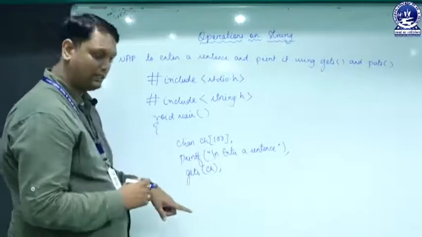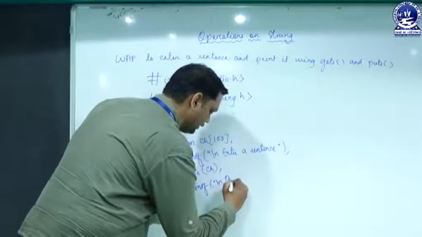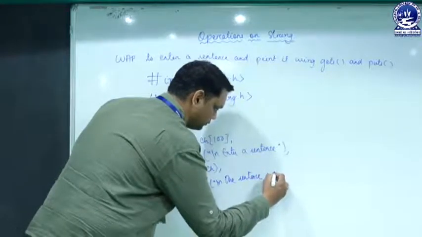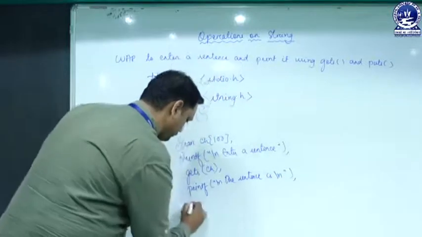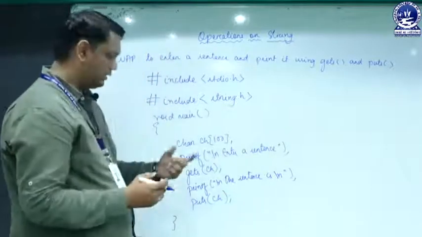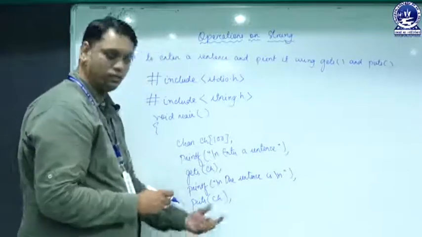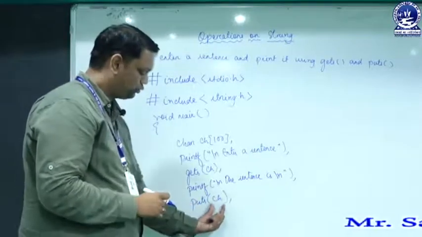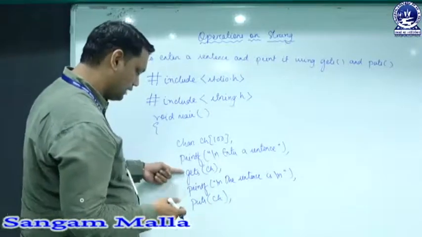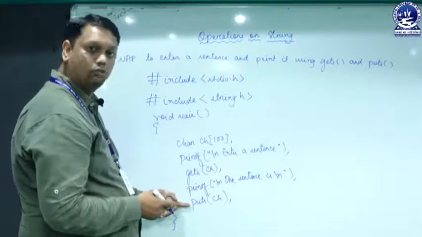Now I have to print that sentence. So let's say I will write printf, the sentence is, puts ch. You can see that instead of using the printf function again, I have simply written puts ch. The puts ch function is used to print the whole string at a time. So instead of the scanf function, I have used the gets function, and instead of the printf function, I have used the puts function.